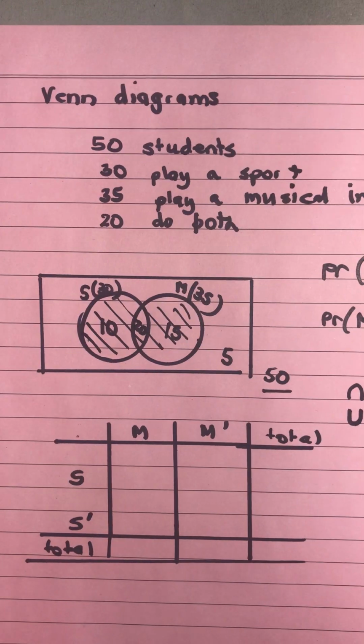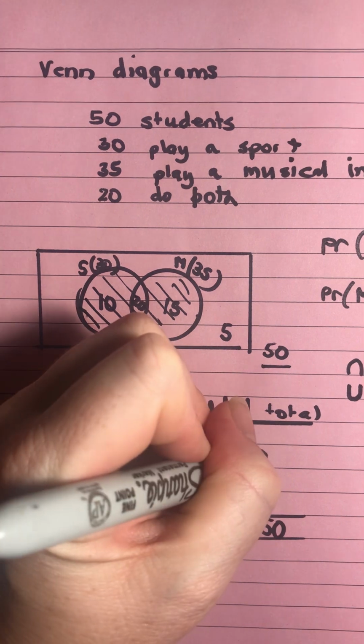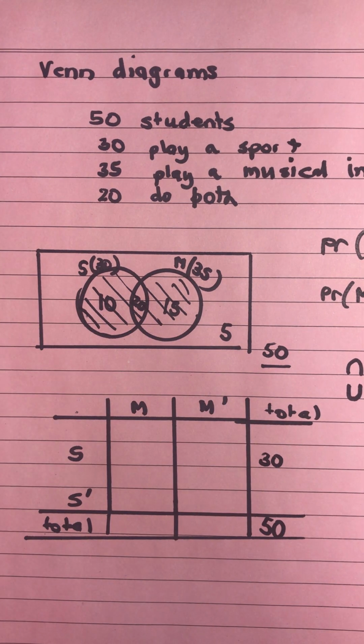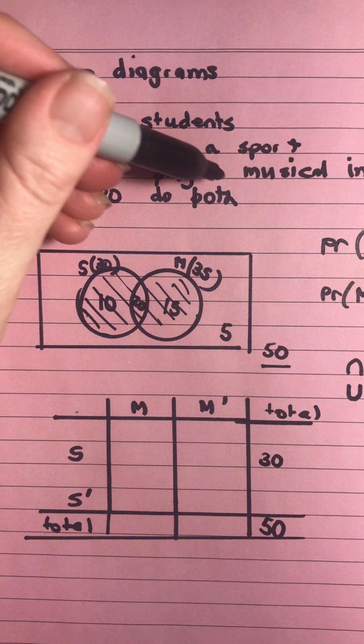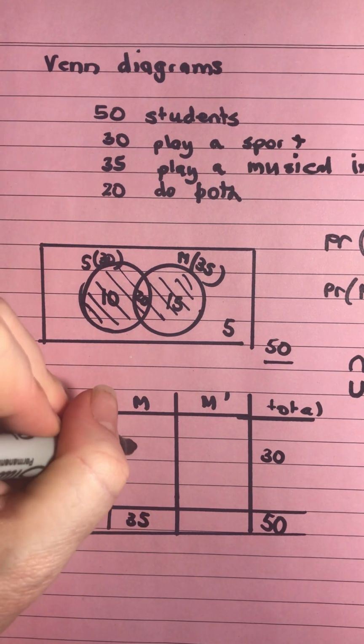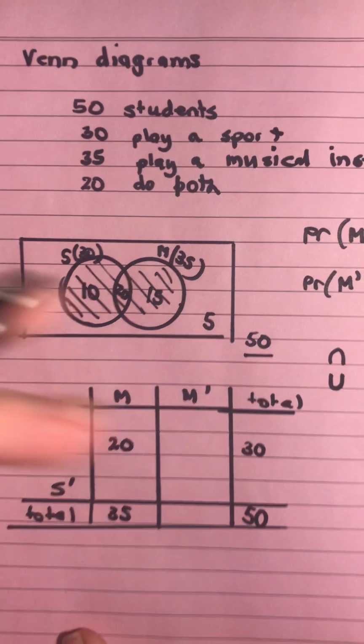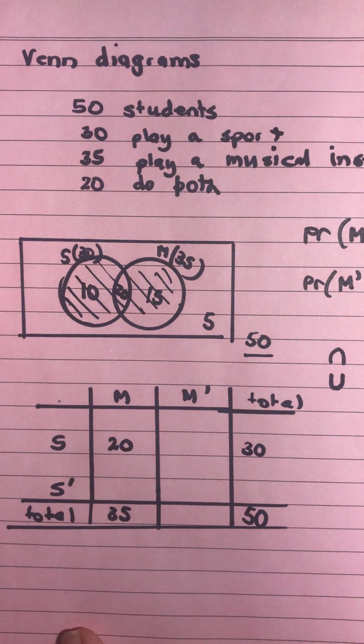We can also put it in a two-way table. So we can use this information up here. So we know we've got a total of 50 students. We know that 30 play a sport, so we get a total there. We can have 35 play a musical instrument, so we've got a total of 35 there. And we've got 20 do both, so that goes in this section here with sport and music. This means we can then work out other bits of our table.